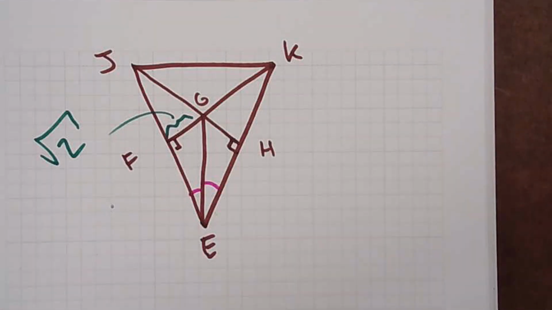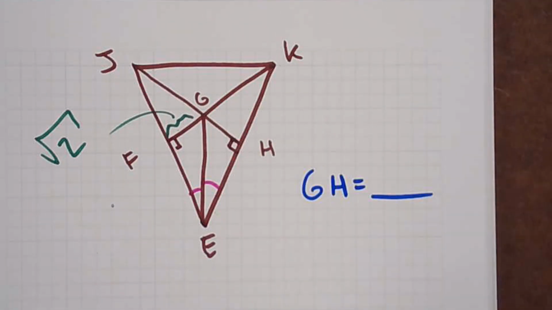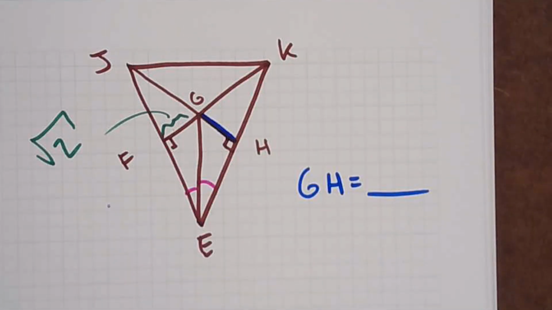And it says to find GH. So GH is our question mark here. GH, the measure of that segment, is what? Well, GH is this segment right here. That's the segment we're talking about, so we want to find the length of that.